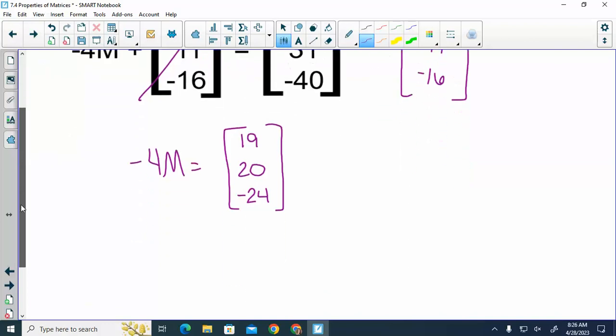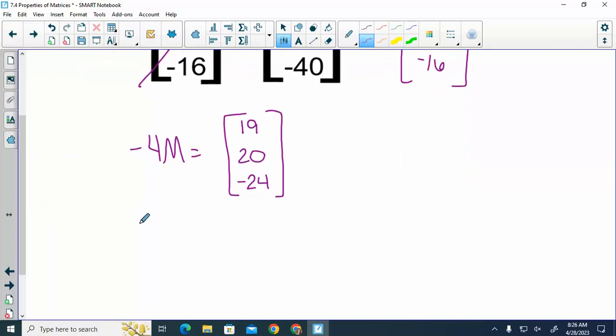And then what would we have to do to get m by itself? Divide each entry by 4. So that's just gonna be negative 4, negative 6, and so on.